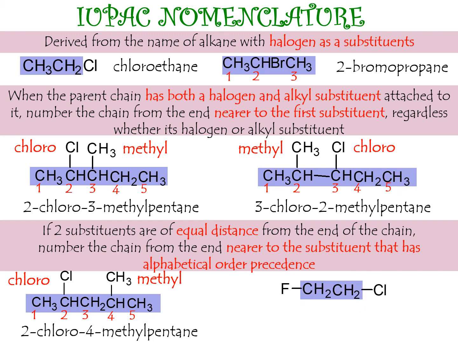The last example is FCH2CH2Cl. There are 2 carbons in the parent chain, thus the parent name is ethane. According to alphabetical order, give numbers to the parent chain. Refer to the substituent groups present, which are chloro and fluoro. We need to consider chloro first, followed by fluoro. Thus, number 1 starts from the right-hand side. The IUPAC name of this compound is 1-chloro-2-fluoroethane.